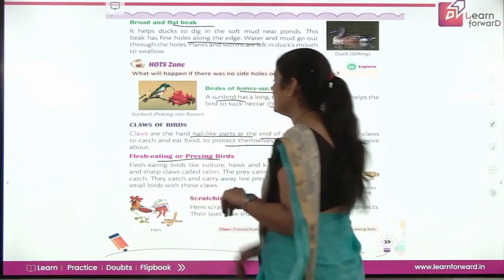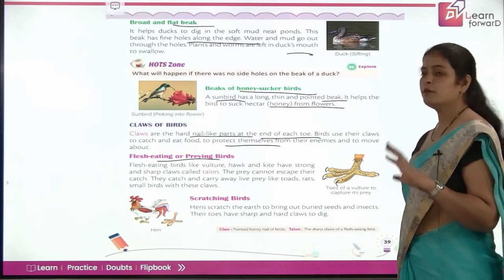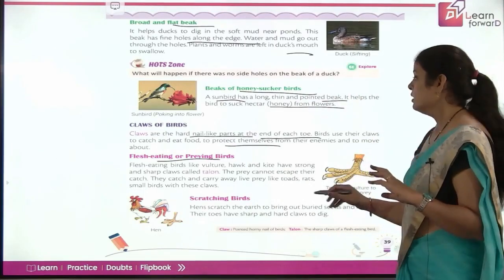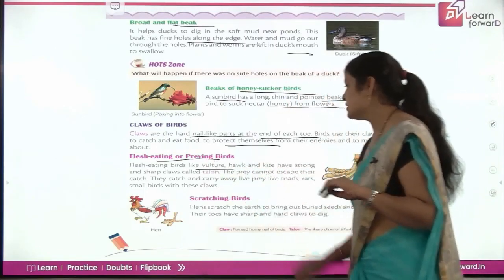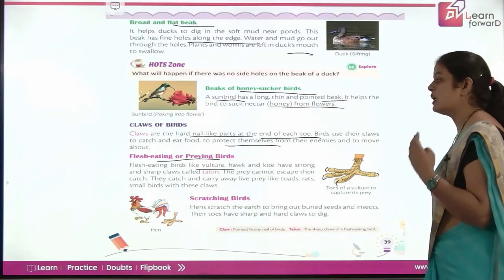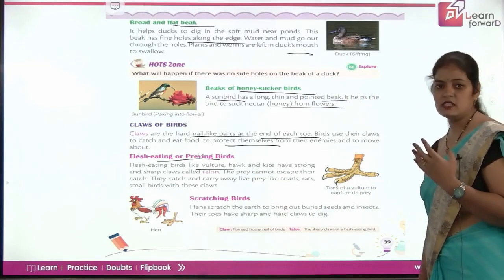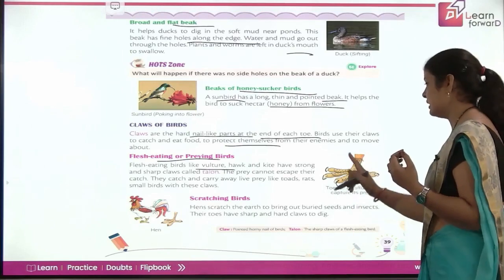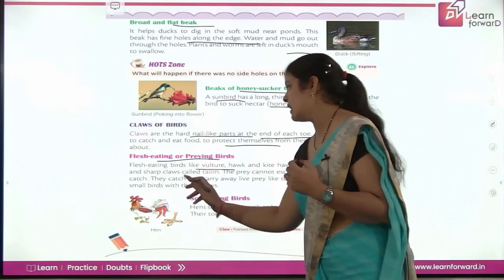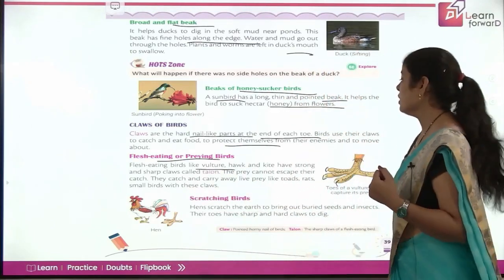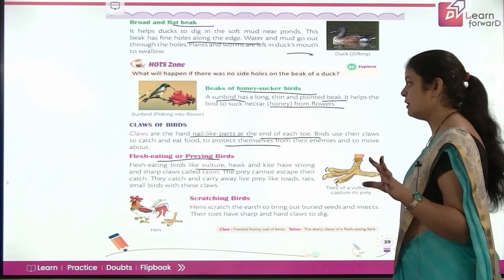Number one is flesh-eating or preying birds. Flesh-eating birds like the vulture, hawk and kite have strong and sharp claws called talons. So these are called talons. Now the prey cannot escape their catch.